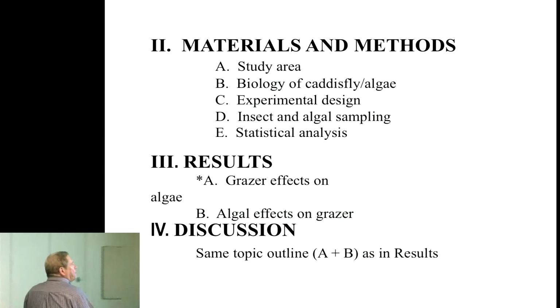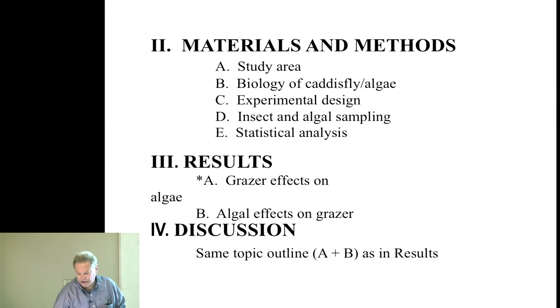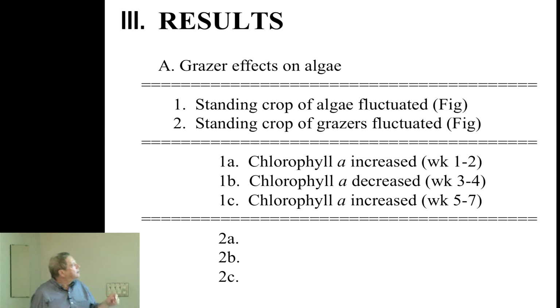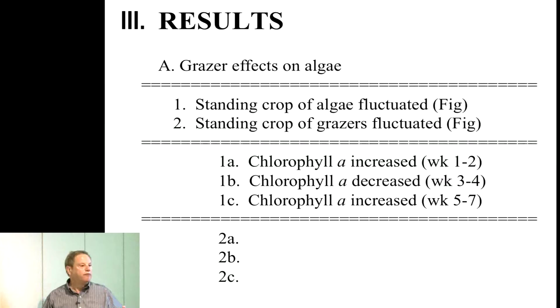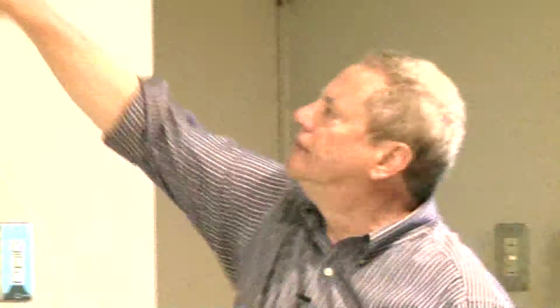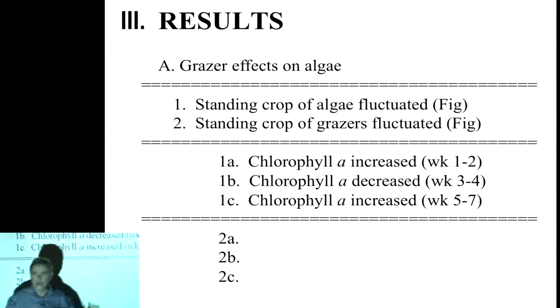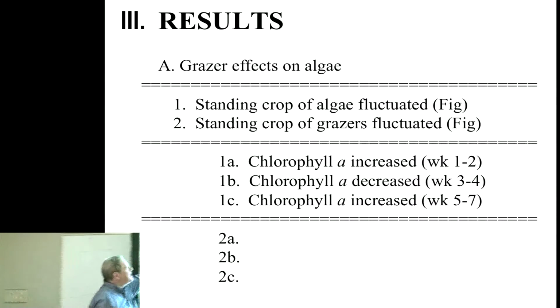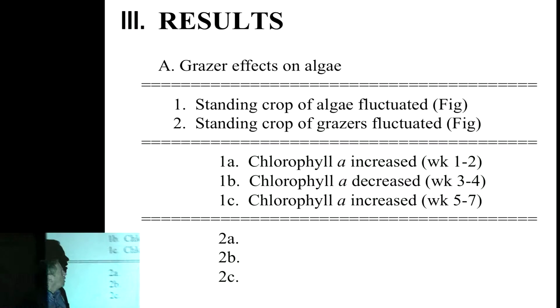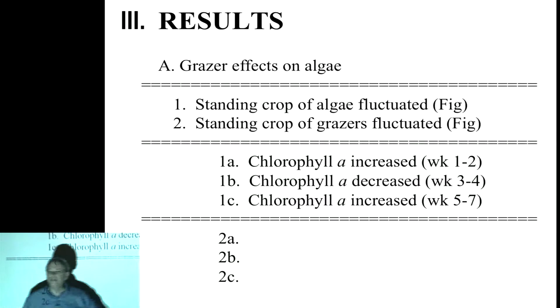First of all, from a figure, I think I have a figure. No, I don't have it here. A figure shows that the standing crop of algae fluctuated. In other words, if we have chlorophyll A against time, it goes like this. We also see from the same figure that the standing crop of grazers fluctuates. So if we look at what that figure shows us, it may be that chlorophyll A increased in weeks 1 to 2. It may be that chlorophyll A decreased in weeks 3 to 4. And it may be that chlorophyll A increased in weeks 5 to 7.